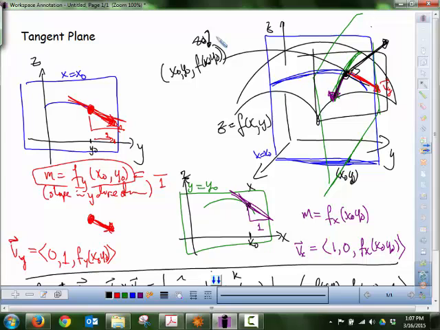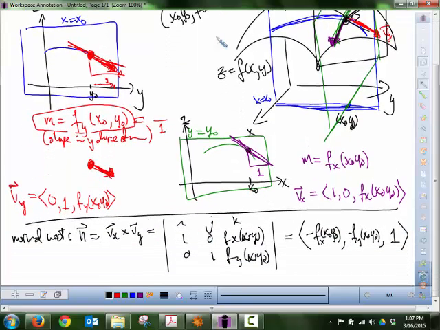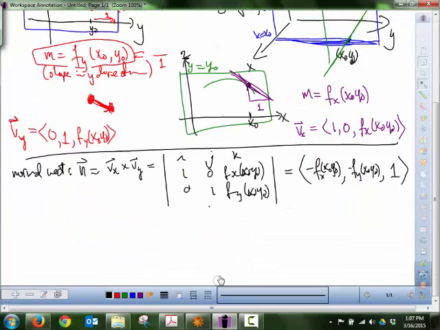So that's z naught, f of x naught, y naught. So we do have a point on the plane. We have a normal vector to the plane. So we should be able to find the equation of the plane. So what's the equation of the plane? The equation of the plane, let's rewrite our point here.